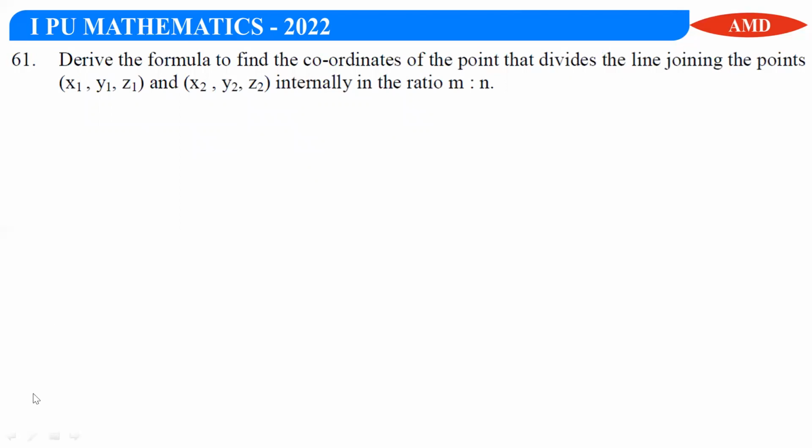Then we have the 61st question from 3D. This question will always be from the section formula, where you have to find the point which divides the given 2 points in the ratio m:n. So they may not ask any other questions. I feel the 5 marks will definitely be the section formula itself from 3D.